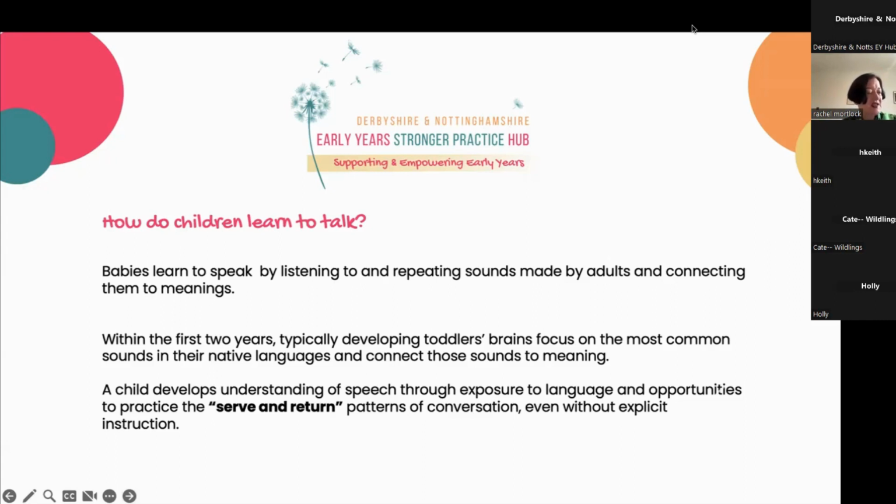And other research suggests that children can map meaning to a word after experiencing it only once or twice. And if we're thinking about the progression within there, children are going from speech to language to comprehension. And a child develops understanding of speech through exposure to that language and opportunities to practice that exchange with adults. And the very first video that we're going to have a look at, it's really short. It's an interaction between a grandmother and her grandchild, and it's a very young child.